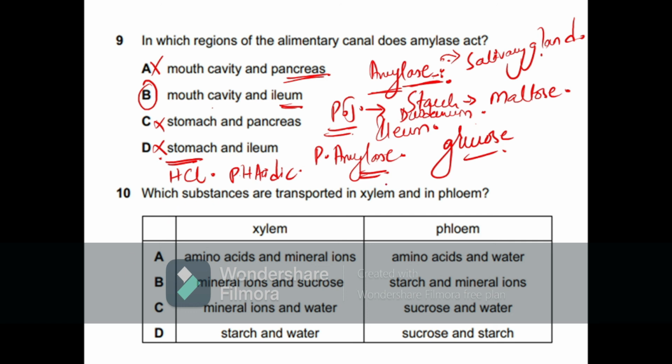Which substances are transported in xylem and phloem? Xylem is associated with the transfer of water and minerals from root to shoot, and phloem is responsible for transferring sucrose and water. So this is the right option. Option number C is the right option: mineral ions and water, sucrose and water.